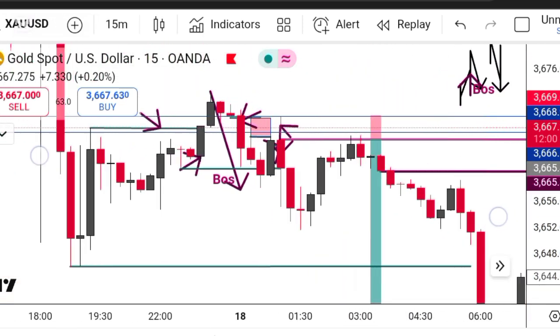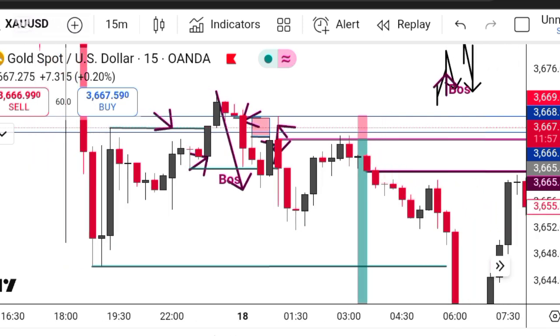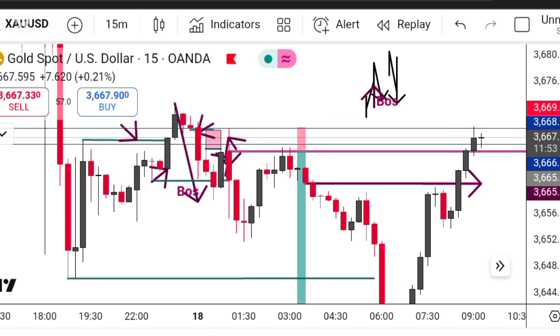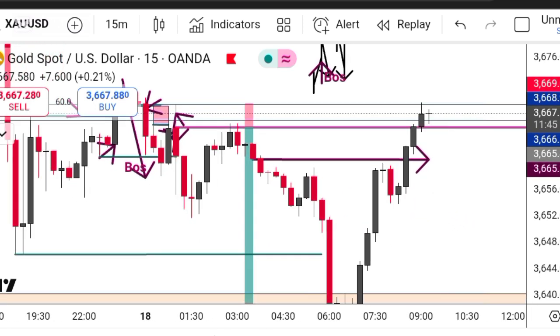This same approach goes for a buy setup. I'll be making a video about the buy setup later. I do not want this video to be too long for today.